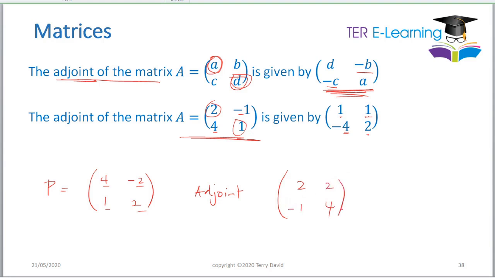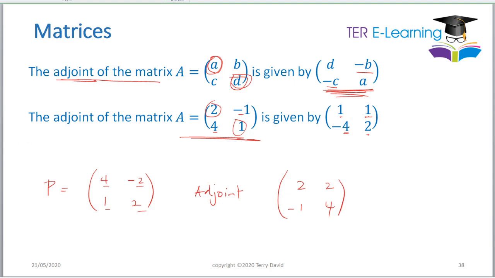So it's a simple process. You just need to remember what you have to do. So this is what we call the adjoint of the matrix. So why do we need the adjoint? Now, there is something that you all need to be able to work out when it comes to a 2 by 2 matrix, and that is called the inverse of a matrix.